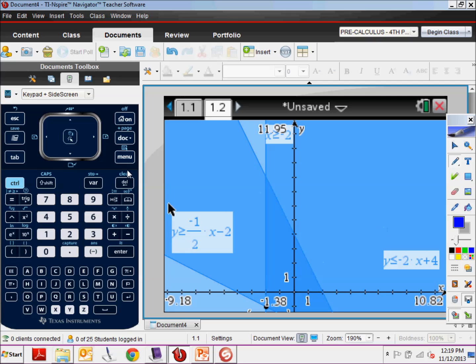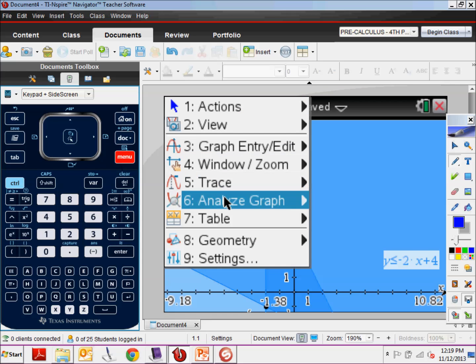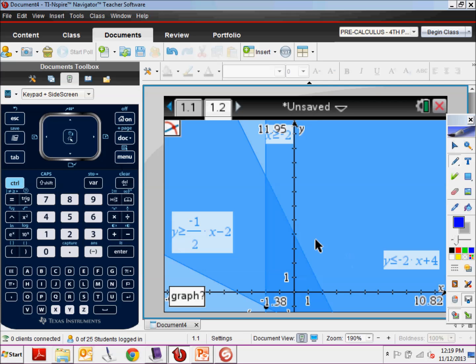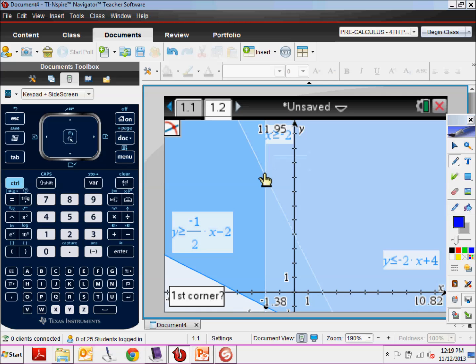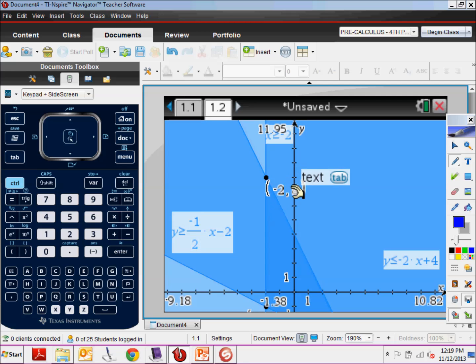Now you're going to do the same thing again. Menu, analyze graph, intersection. Click on the graphs I want to analyze. It says first corner, I'm going to go up. Second corner, I'm going to go down. And it tells me my last intersection is at -2, 8.